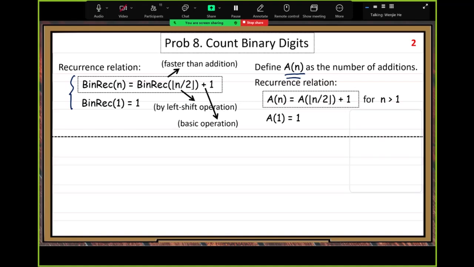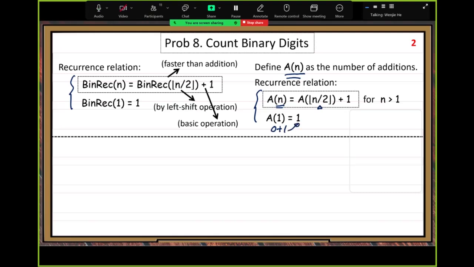we have almost the same form as the original, because the number of additions for problem size n equals the number of additions for problem size floor of n over 2, plus 1 more. And for n equals 1, although you may feel there is no addition, let's just treat it as 0 plus 1, as 1 addition.